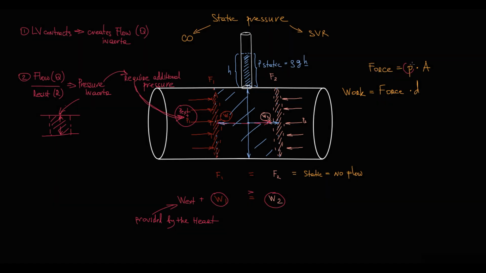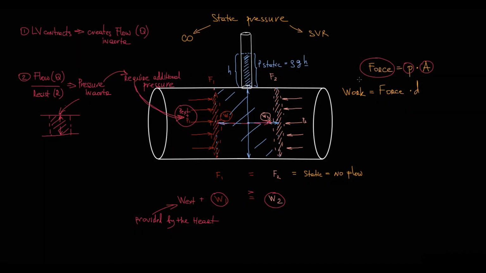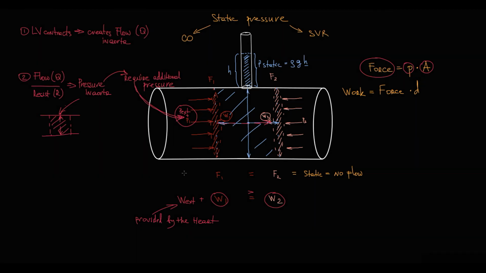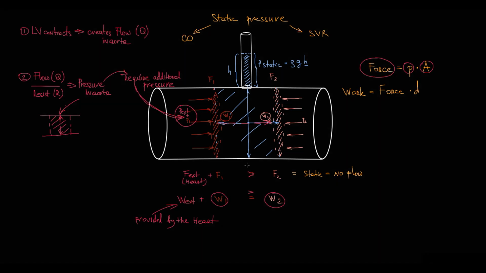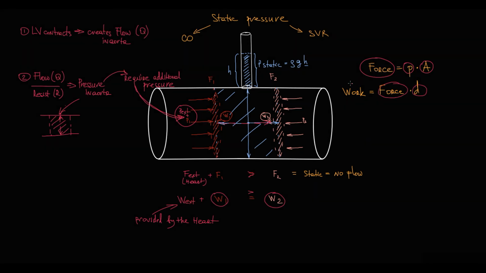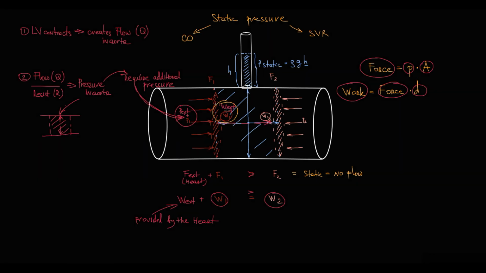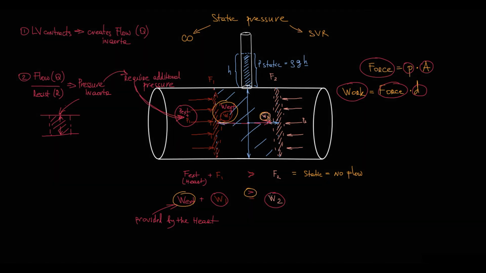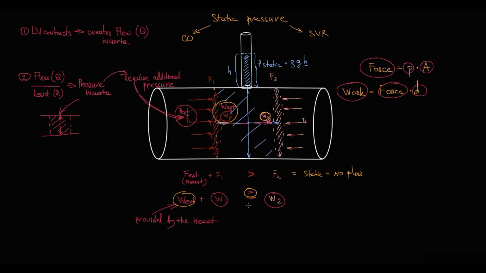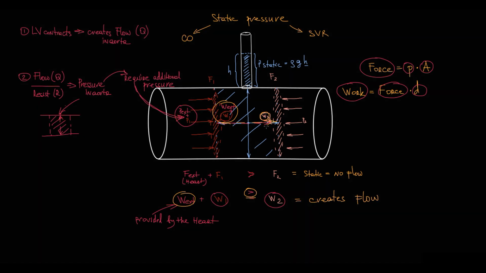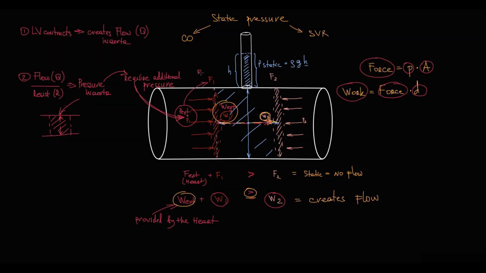And because pressure times cross-sectional area is force, we can say that the heart generates additional force that pushes our portion of fluid through the cardiovascular system, and force times distance is work. So we can say that the heart provides additional external work that overcomes negative work done by the fluid from the opposite side, and now when positive work from the right side is bigger than negative work from the left side, flow is created.